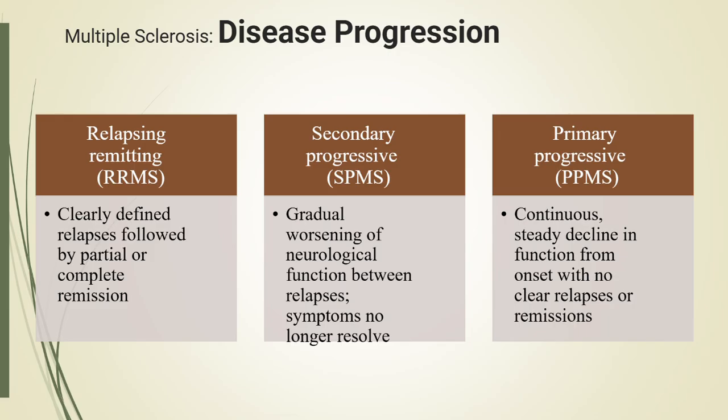Multiple sclerosis does not follow the same course for every patient. Instead, there are distinct patterns of disease progression, each with different expectations for symptoms, relapses, and long-term outcomes. Knowing these patterns helps nurses recognize changes in the patient's condition, anticipate care needs, and provide accurate education and support.